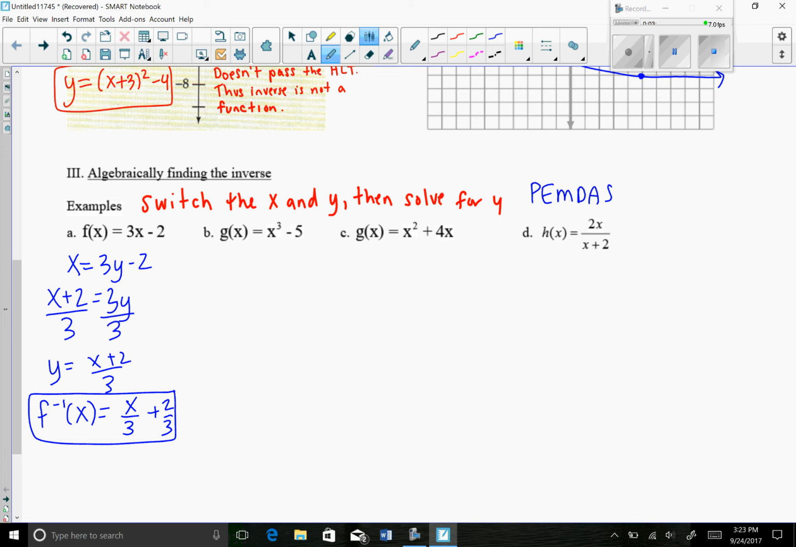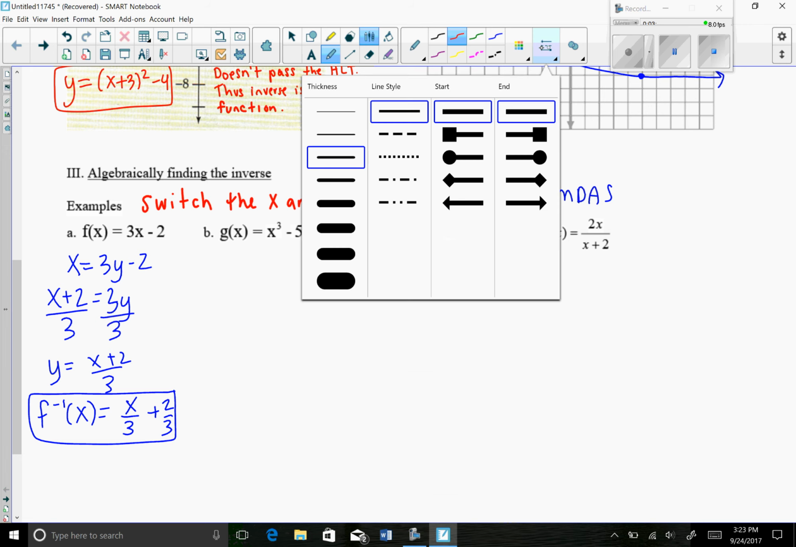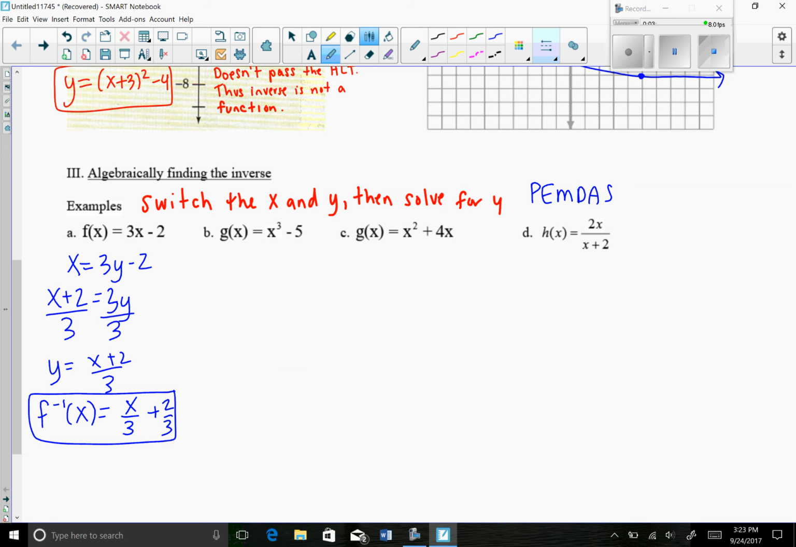So then for the next one, we're going to be doing the same thing. So again, switch your x and your y. So x equals y cubed minus 5. We're doing the order of operations backwards, which means I don't want to get rid of that exponent until after I get rid of that 5. So I want to add that to the other side. So we get x plus 5 is equal to y to the 3rd. There was no multiplication or division, so now that's why we're at the exponent.